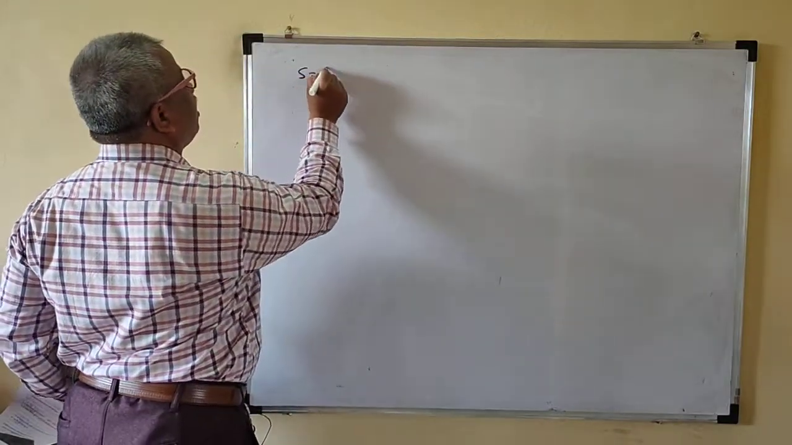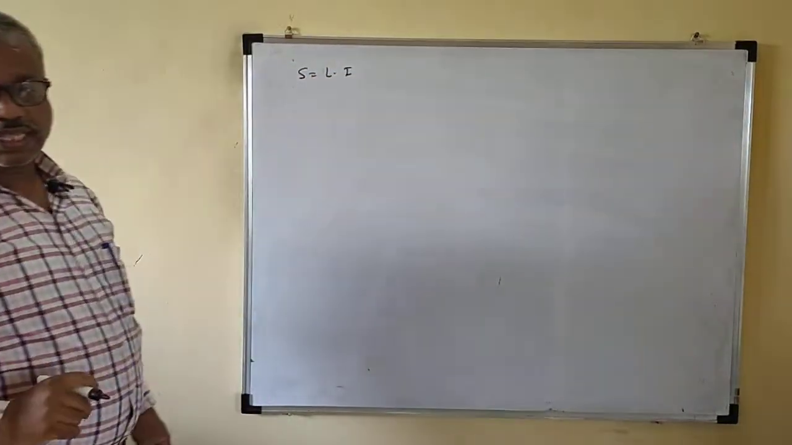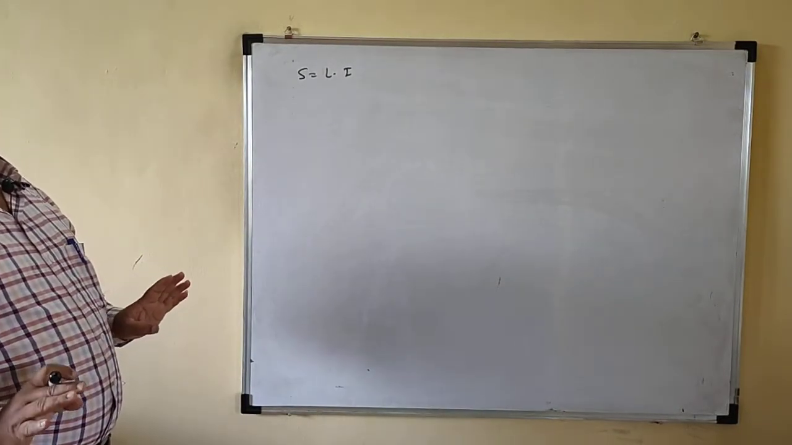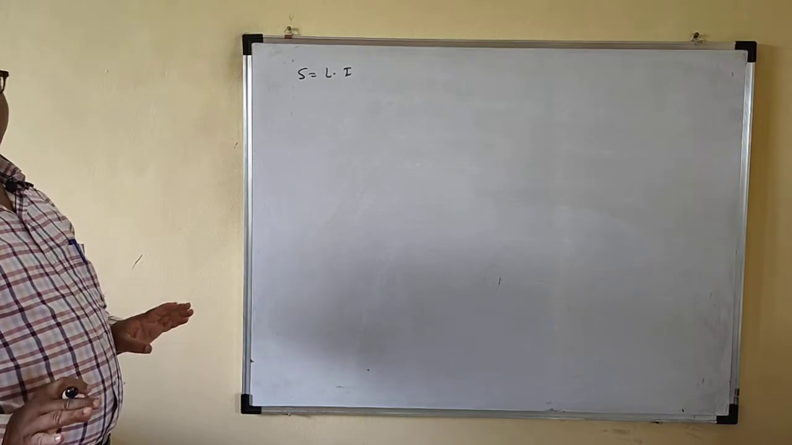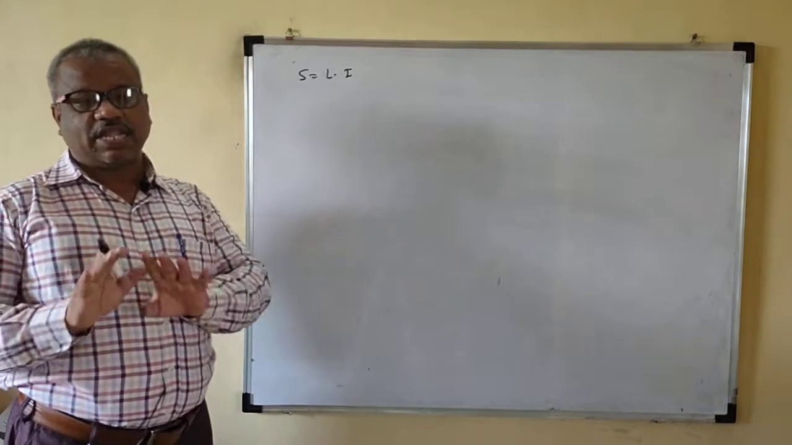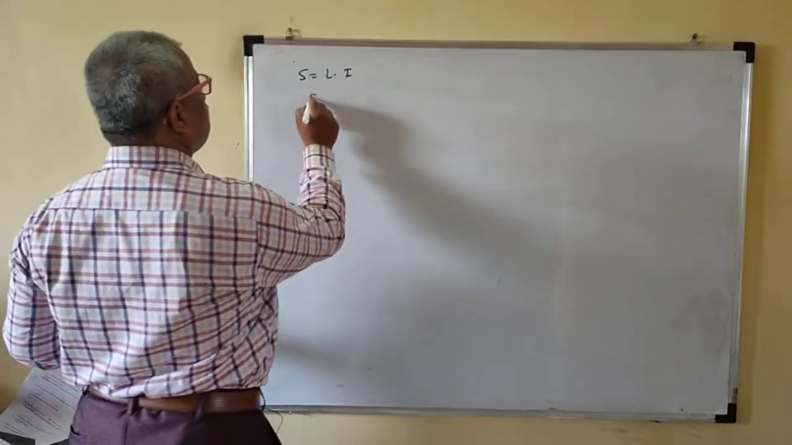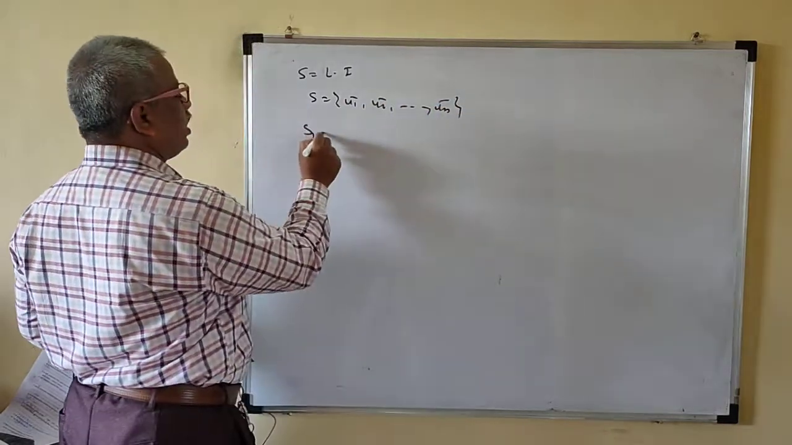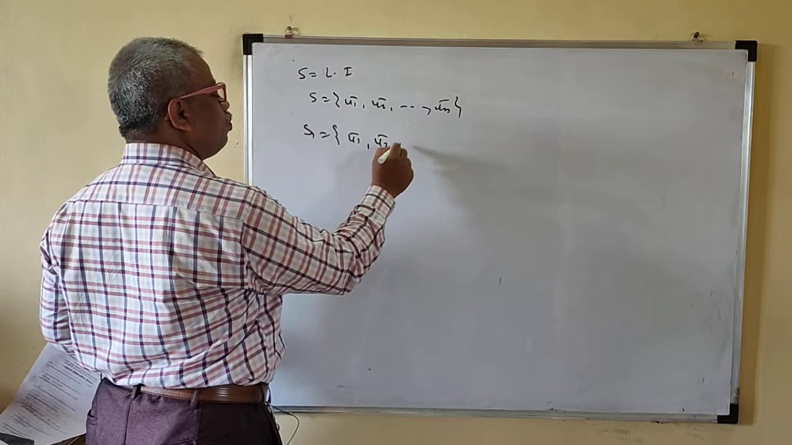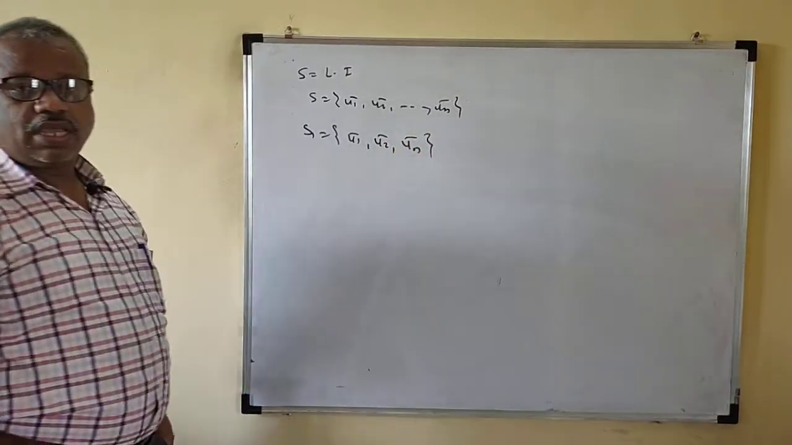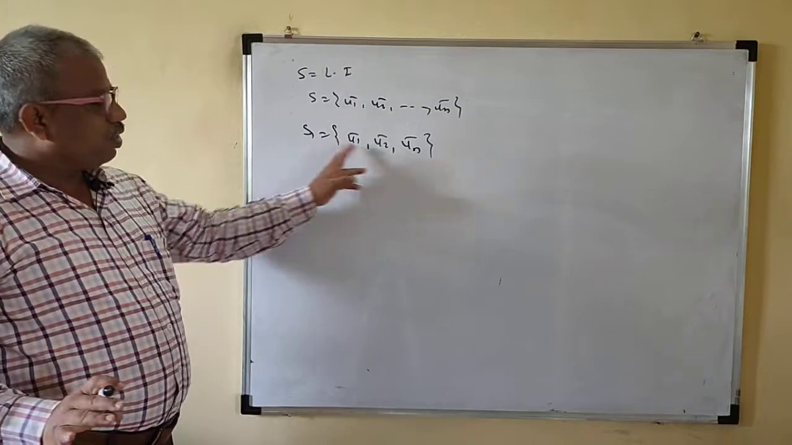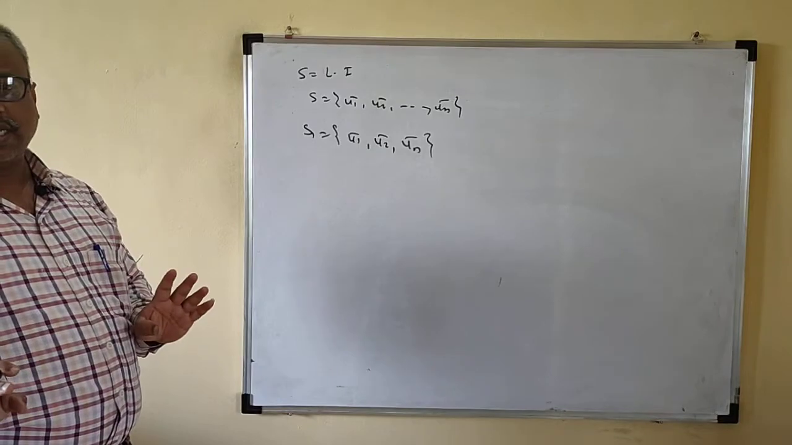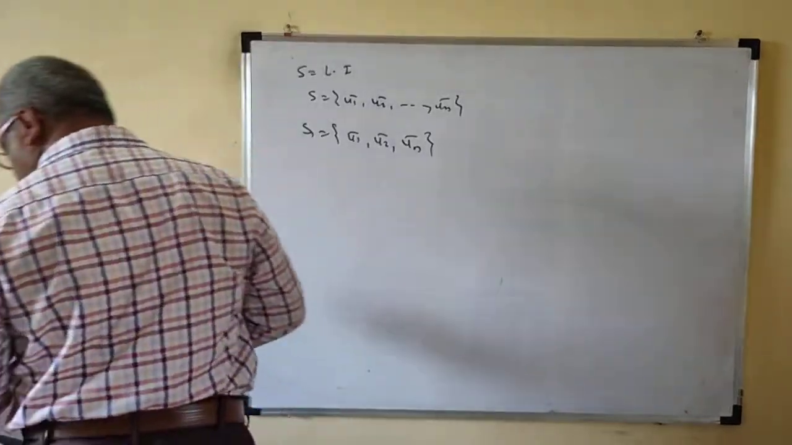Now suppose S is linearly independent. Then its subset is also linearly independent. That means a subset of a linearly independent set is always linearly independent. So S is equal to u1 bar, u2 bar, dot dot dot, un bar, and if you take S1 as a subset, that is u1 bar, u2 bar, u3 bar, only three vectors taken from S, since S is linearly independent, S1 is also linearly independent. S1 is the subset of S. That means a subset of a linearly independent set is linearly independent.